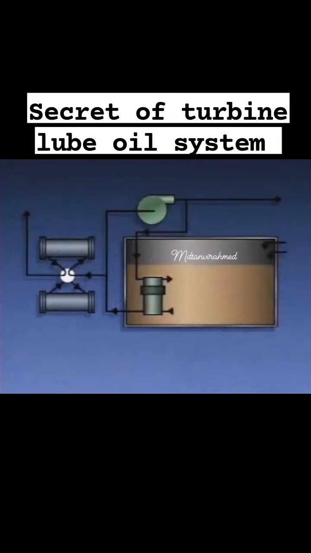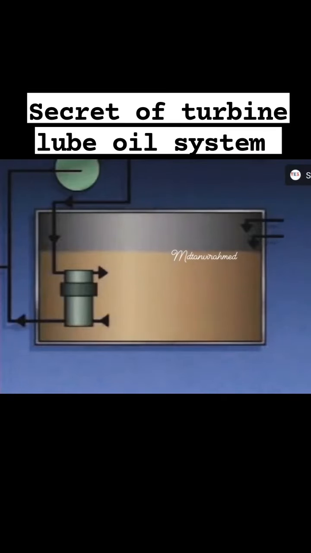This illustration shows a typical turbine lube oil system. Its basic components are a reservoir, a main lube oil pump, a booster pump, and one or more oil coolers. The reservoir is the central collecting point for all the oil in the system.